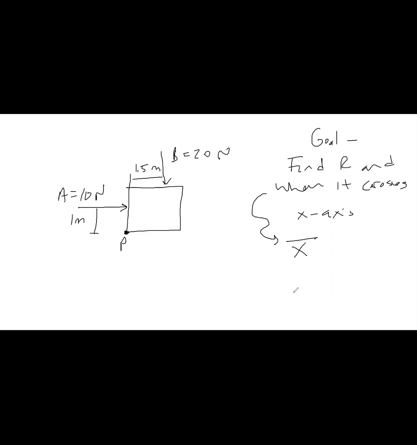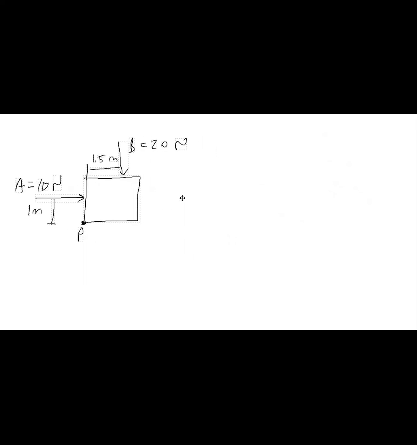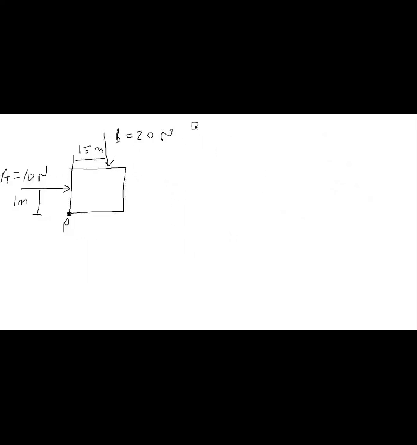So it's a two-part problem. We've got to find the resultant first, and then find where the resultant crosses the x-axis. I'm going to try to leave that up the whole time, which means I'm going to be erasing. All right, so we have two forces, and these two forces intersect right here. And the resultant of these two forces acts like so. That's the resultant of the two forces, made up of A and B.